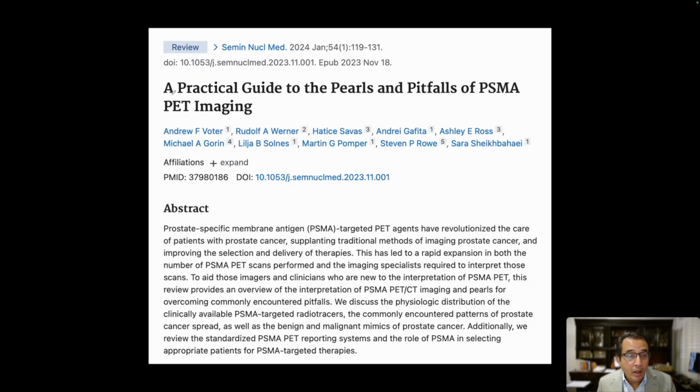This is a good article on the topic, a practical guide to the pearls and pitfalls of PSMA PET imaging.